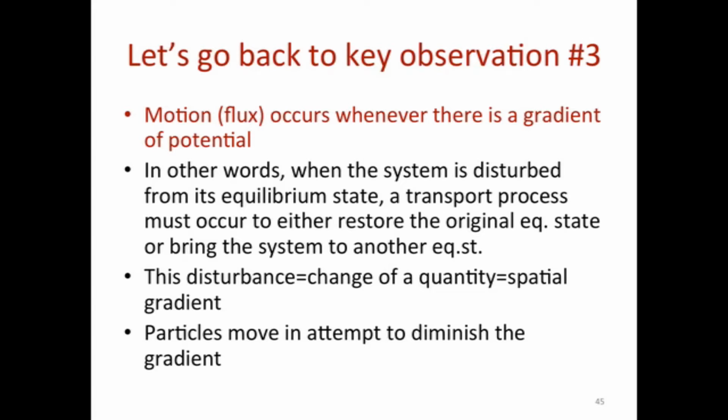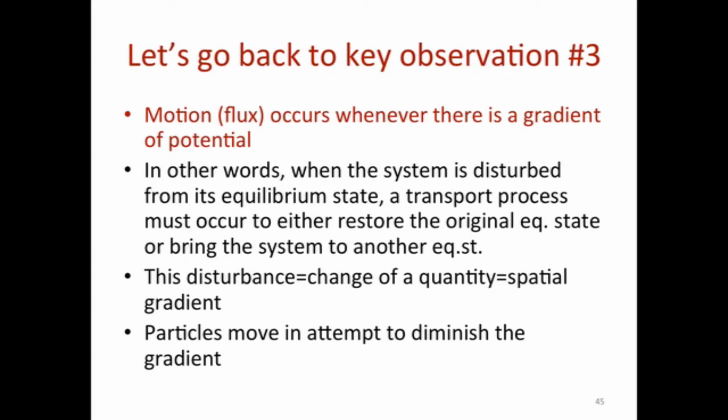Okay, so if we now go back to the key observations we made last time, the motion or flux occurs whenever there is a gradient of potential. Whenever I disturb the system, in other words, I'm going to have some movement to make it back to equilibrium, and that's the transport process. So I can move different things, but this disturbance will cause transport. It's typical in whatever we do that particles move in an attempt to diminish this gradient that I created by disturbing the system. So this is the molecular basis.